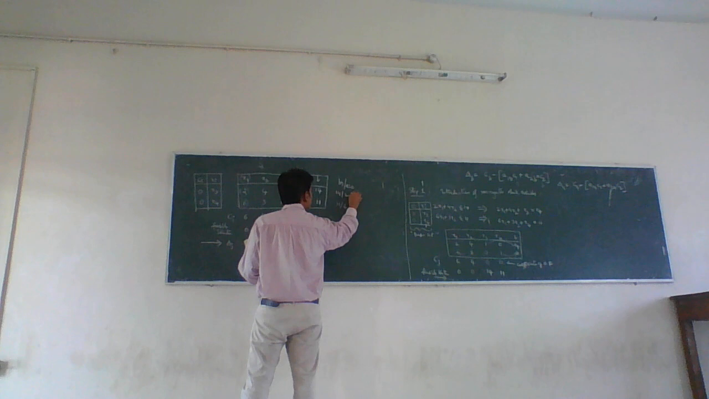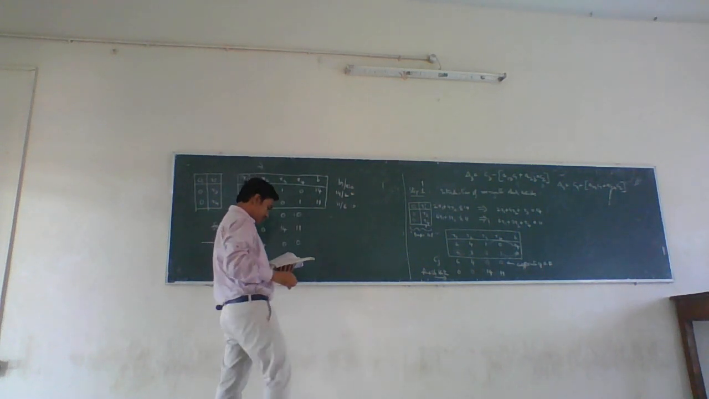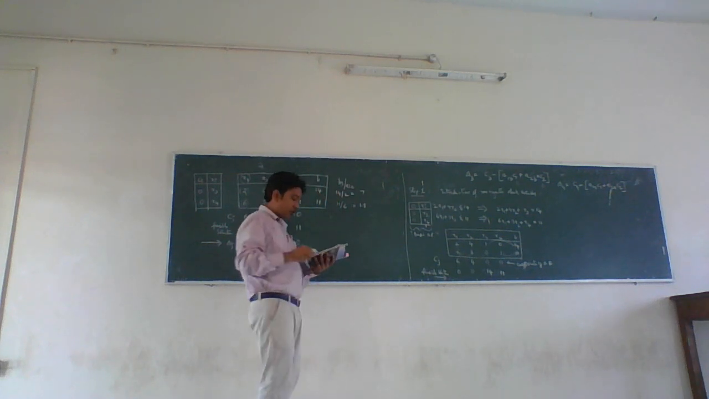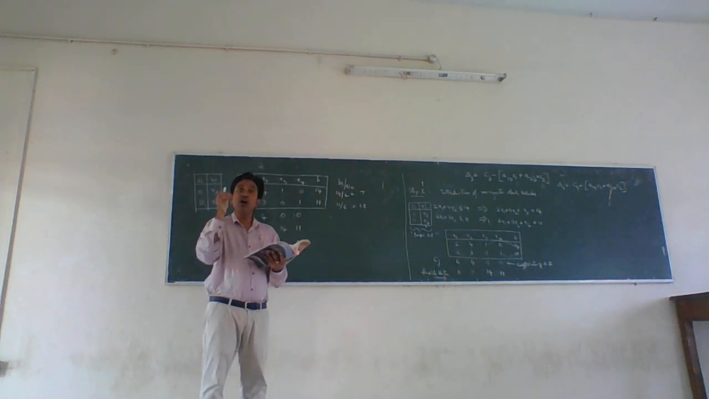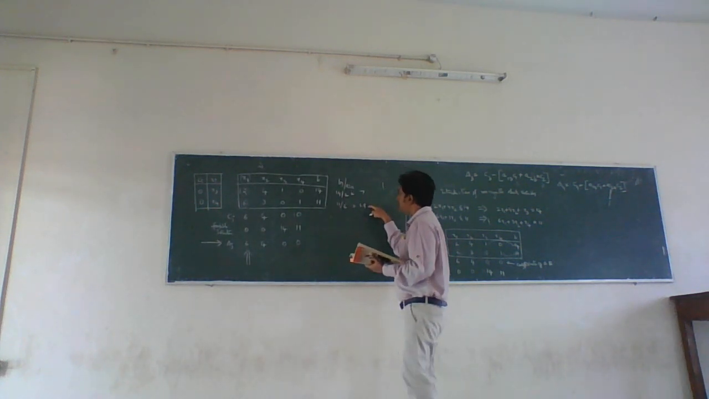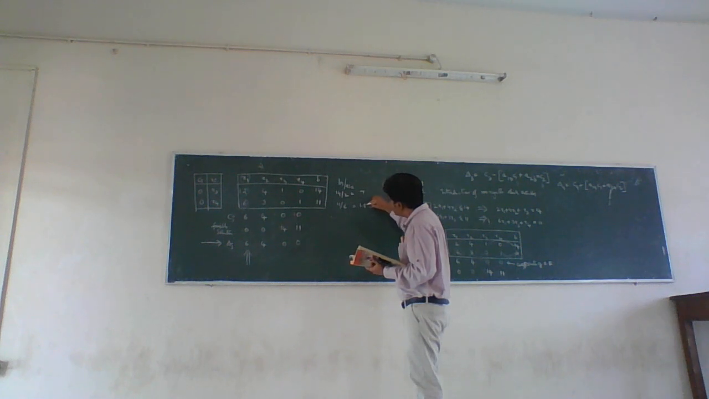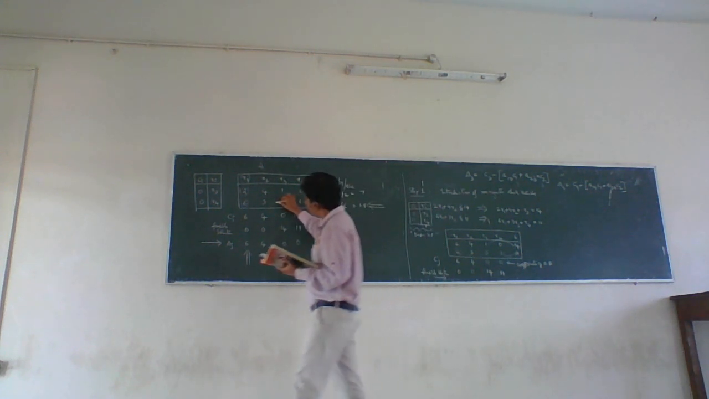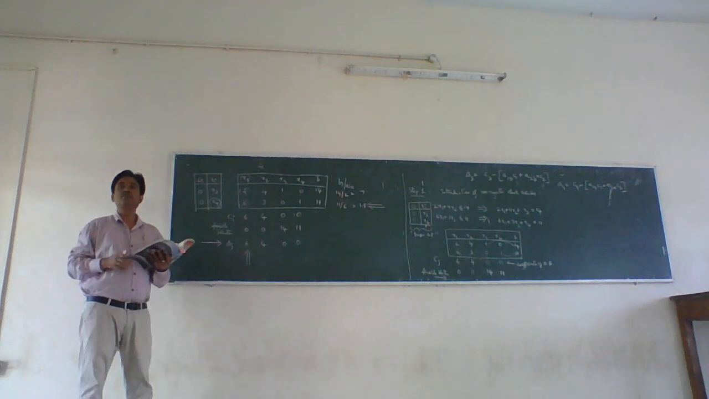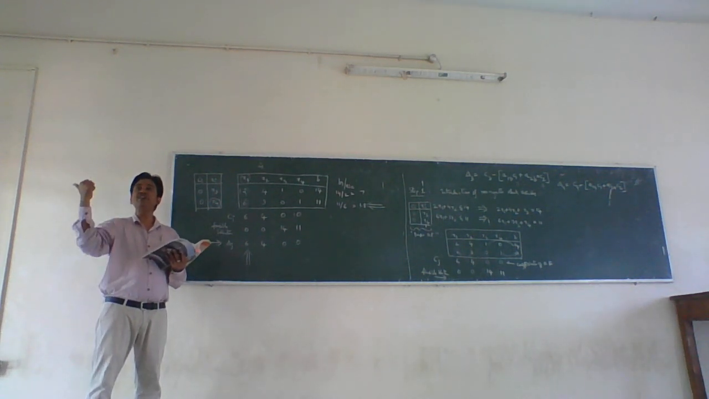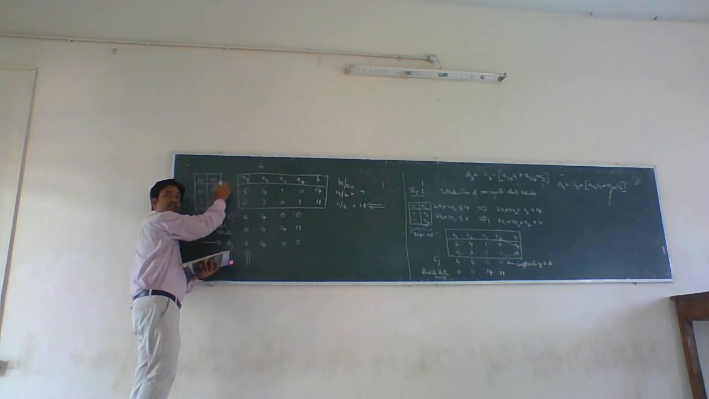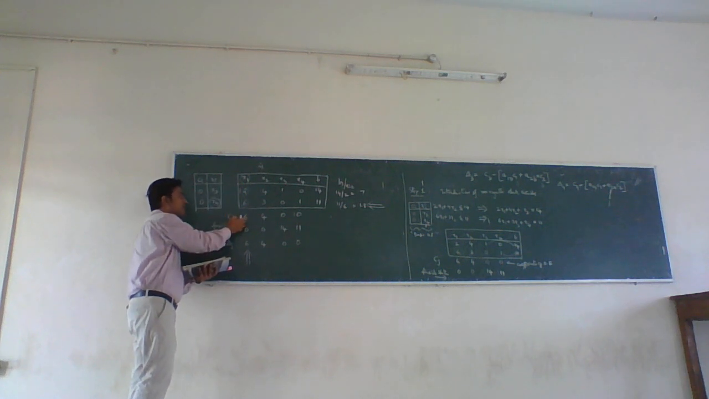Now what are the values? 14 by 2 is 7. Now what does it say? The variable with the smallest bi by aie. Among these two, which is the smallest? This one. So this will leave the solution. So now x4 is leaving and x1 will enter, with whatever Cj value is there.